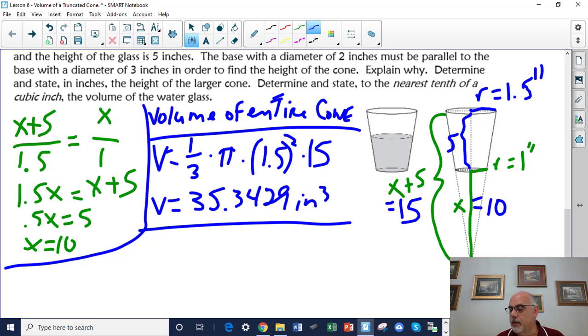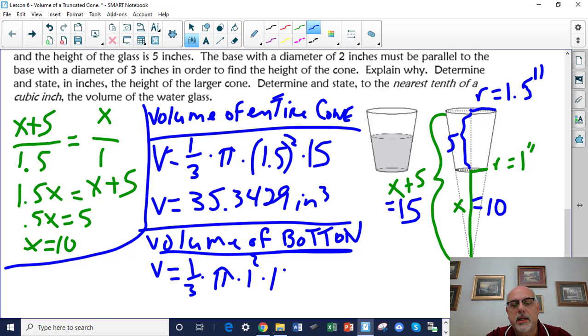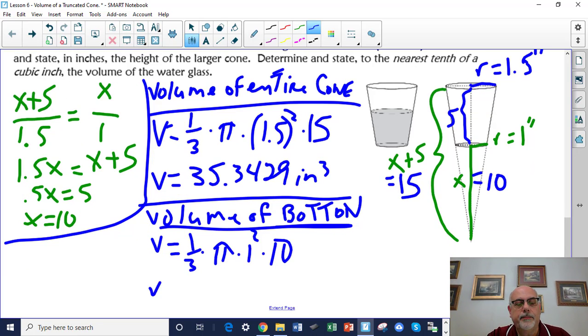Now let's find the volume of just the bottom. Okay? So the volume of the bottom: one-third times pi times 1 squared times 10. So the volume of the bottom is 10.4719.